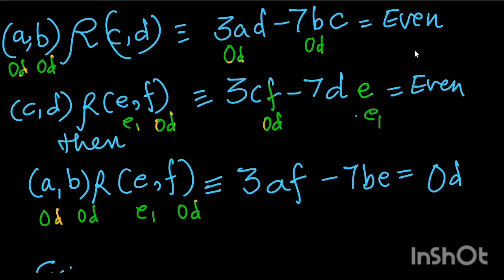Now we need to prove this. We have to choose c and d in such a way that this becomes even and this becomes even. So what should be c and d? Odd, even, even, odd, even, even. What kind of possibility can we take?